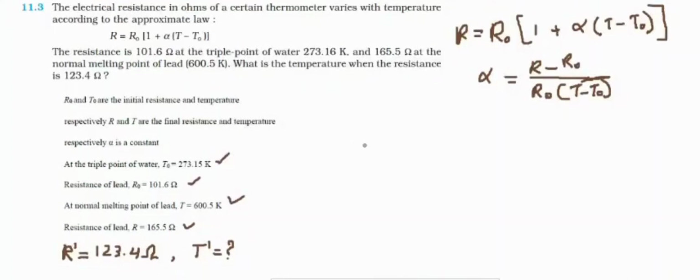It's not necessary you need to calculate the value of alpha. If you want to calculate, you can substitute in the next equation. That is, R dash is equal to R naught into, again, 1 plus alpha (T dash minus T naught).